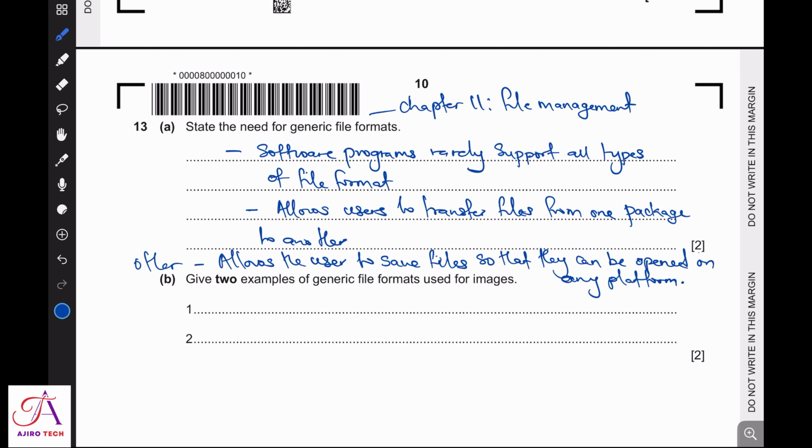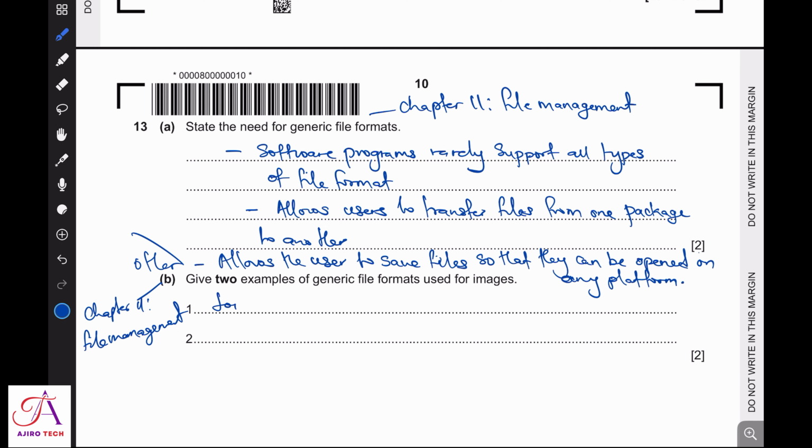Give two examples of generic file format used for images. They are being specific, used for images. So we have four, right? I'm going to mention all the four here. The first one I'm going to start with is still chapter 11. If you're wondering, this is also chapter 11, file management.